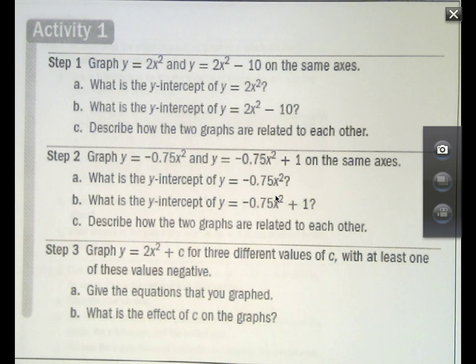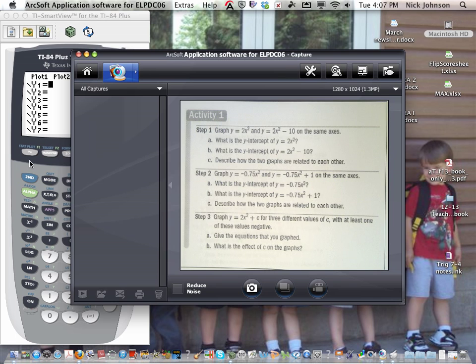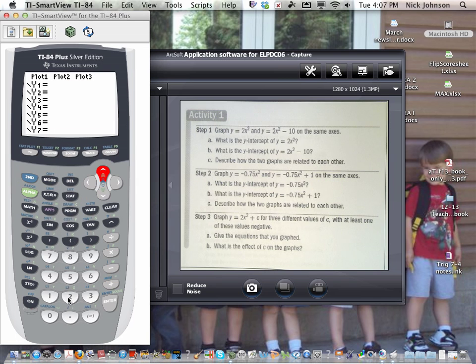Let's look at activity 1. It says graph these two functions, y = 2x² and y = 2x² - 10, on the same axis. So let's go ahead and do that. y = 2x² and 2x² - 10. And I hit graph.